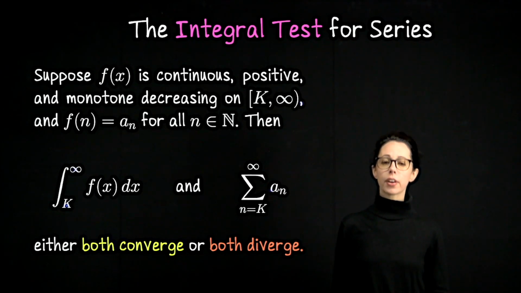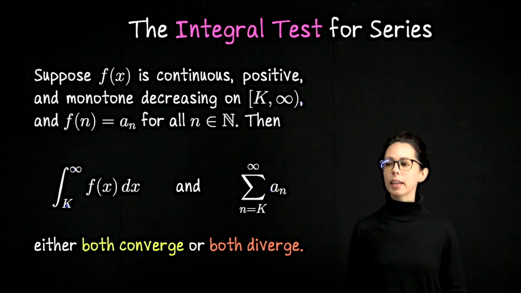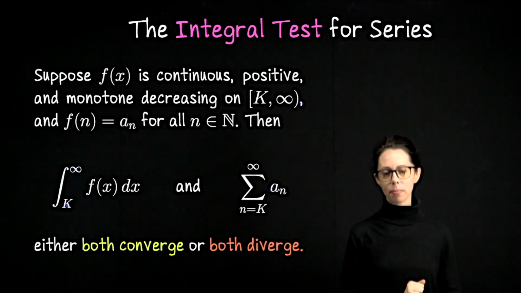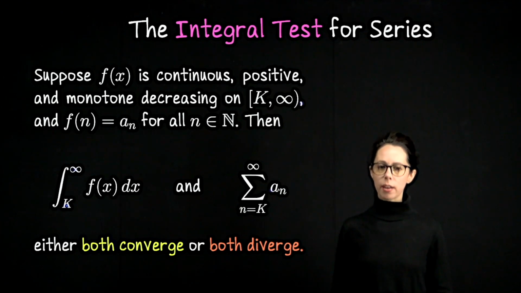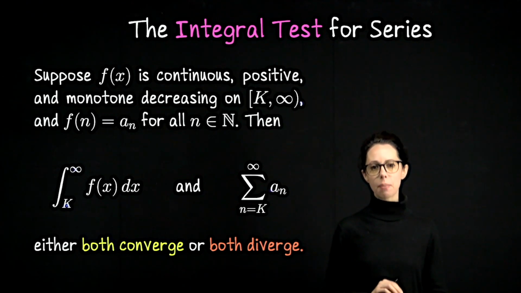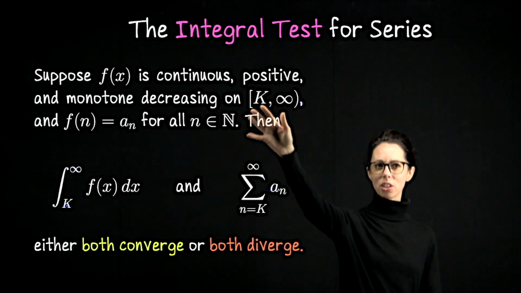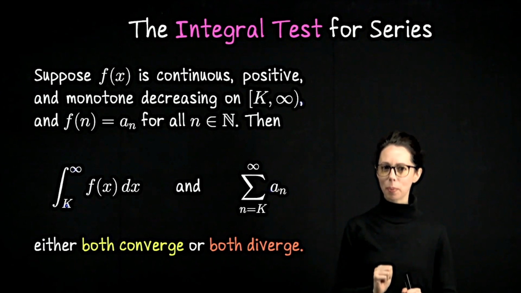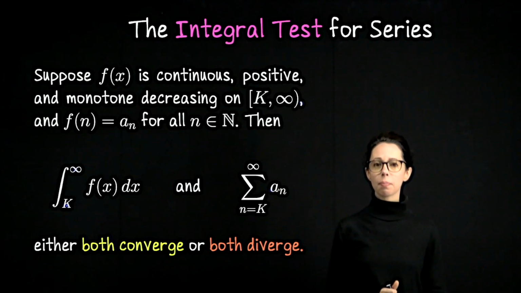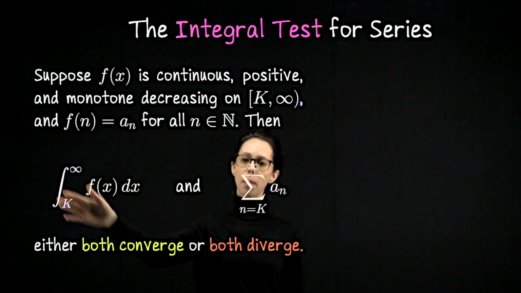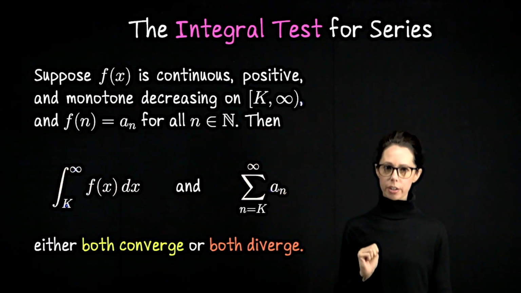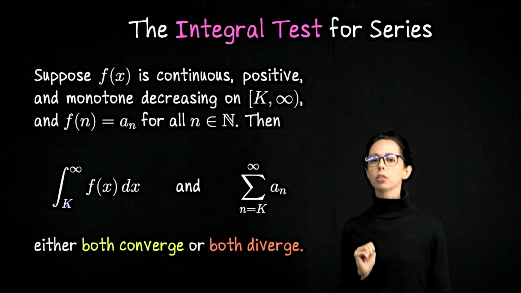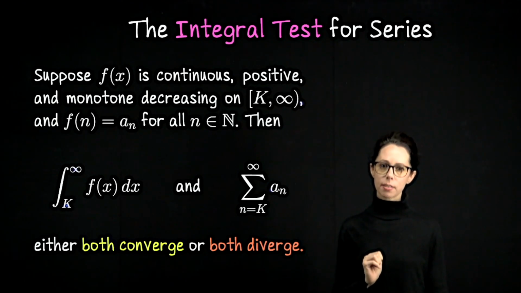Here's the integral test for infinite series. Suppose we would like to analyze a series whose terms look like a sub n. We want to know if this series converges or diverges. If we can write down a function of the form y equals f of x, where this function is continuous, positive, and monotone decreasing on some domain starting at what I'm going to call k, I'll explain that in a second, and going off to infinity, if we can write down such a function and compute its improper integral, then if that improper integral converges, our series converges. If, on the other hand, the improper integral diverges, then the series diverges.